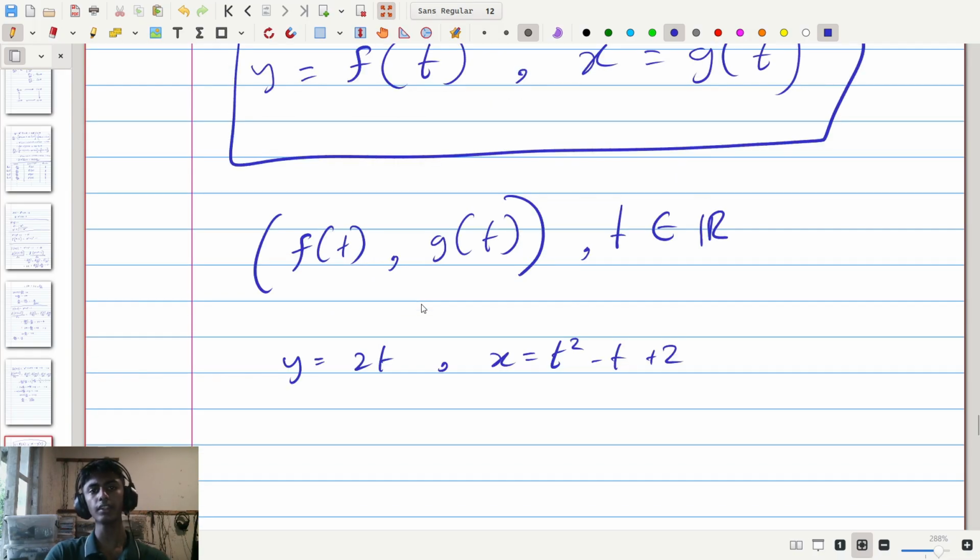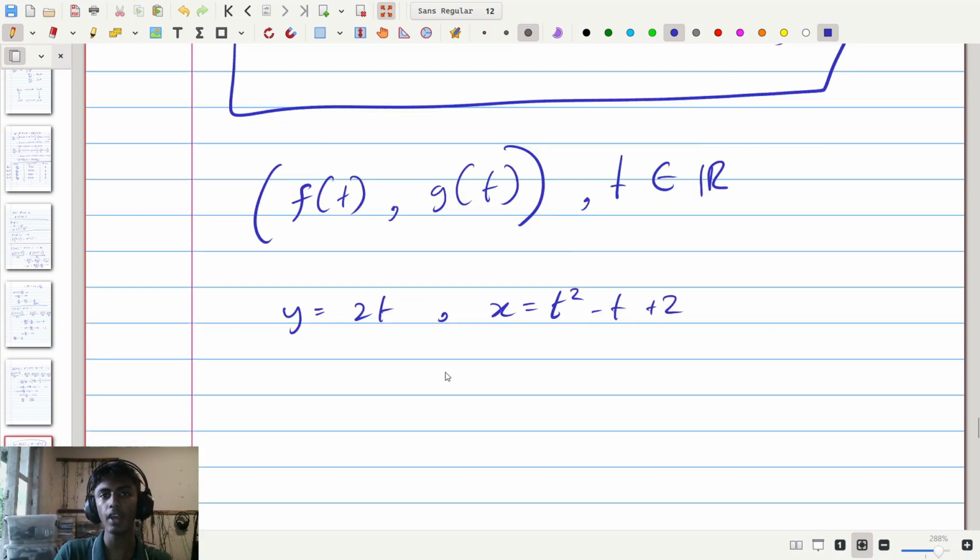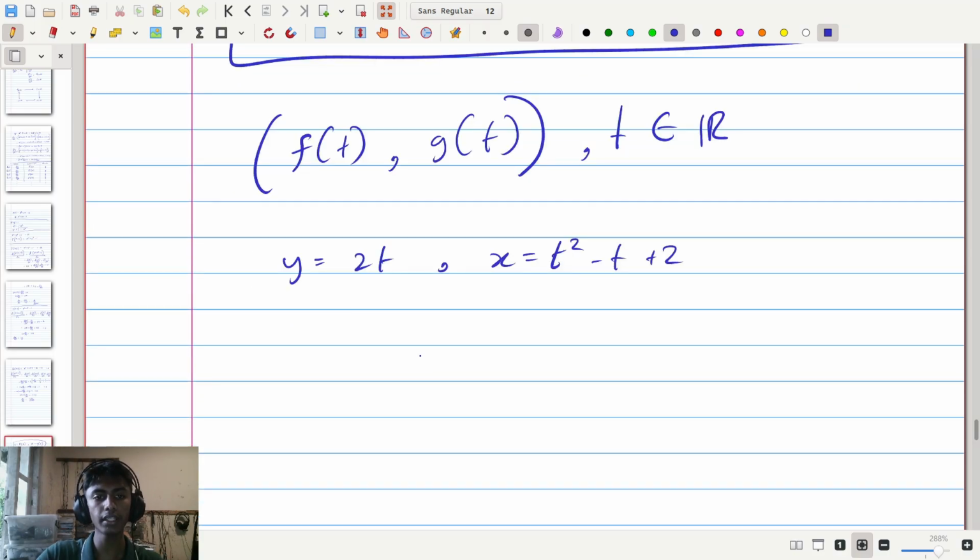Now then, given this, how do we find the derivative of y with respect to x? Here once again we have to use the chain rule. We can take this function and differentiate it separately, take the other function and differentiate it separately, and then merge the two together to get dy by dx. Here's how we do it.